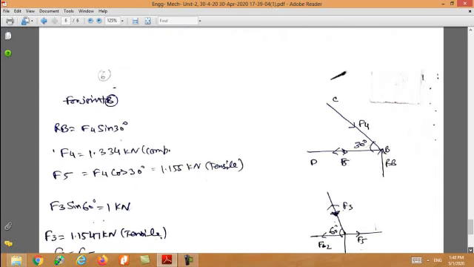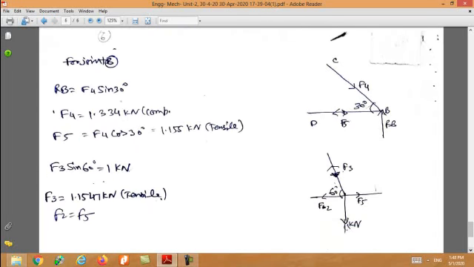Clear? Now for joint B, you can see three members are connecting here. I think F5, F4 and RB. So RB is equal to F4 sin 30. To resolve this F4, because RB is calculated, F4 is 1.334 kilonewton compressive. And F5 is equal to F4 cos 30. F4 is already calculated, and F4 comes positive. It means you are true, because you have taken this direction and this direction is correct.